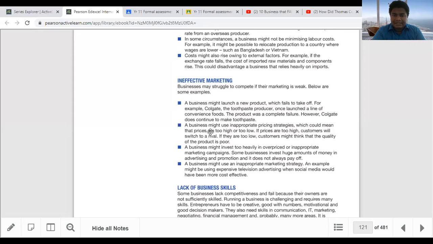But now everyone is using Airbnb and Booking.com; there are websites where you can manage your traveling and everything by yourself. And businesses might use inappropriate pricing strategies. They might invest too heavily in overpricing or inappropriate marketing campaigns. They might use an inappropriate marketing strategy, like expensive television advertisements without using social media. These things are the main reason.